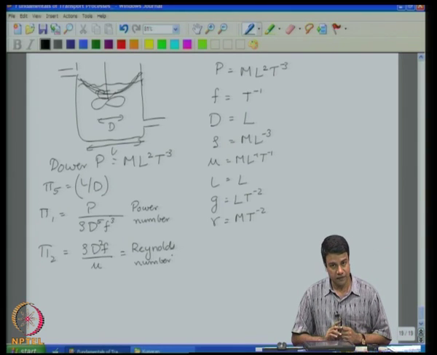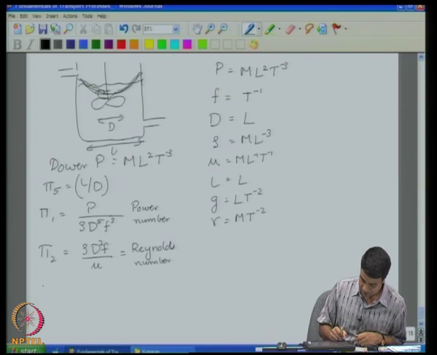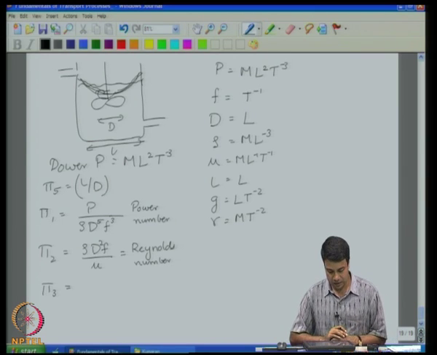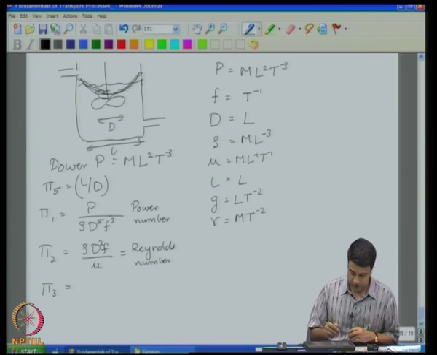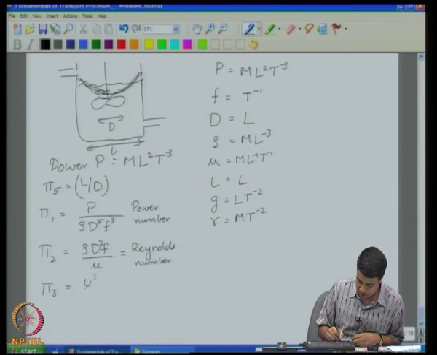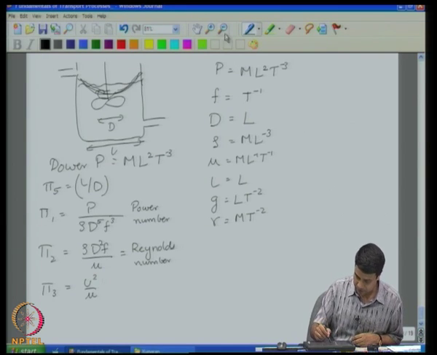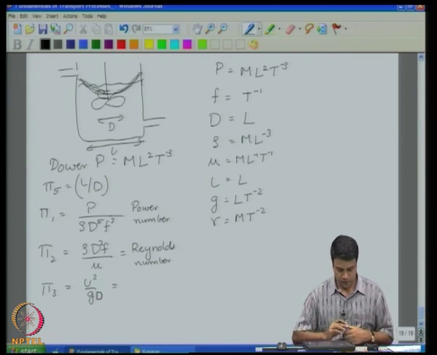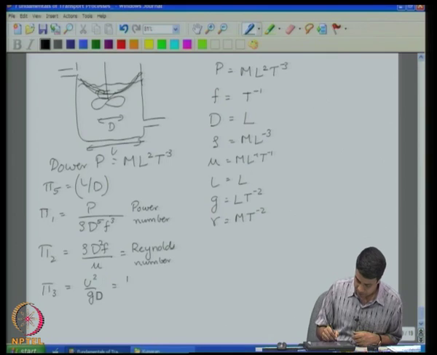And then I have gravity and surface tension. There have to be dimensionless groups which involve gravity and surface tension. So, the third dimensionless group, if we assume it involves gravity, is quite easy to frame. This is just equal to u squared by d by gravity. This is called the Froude number.